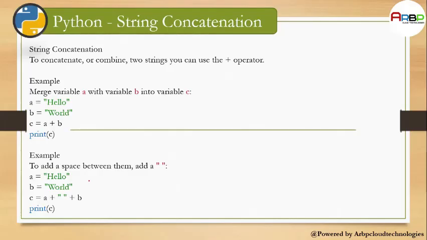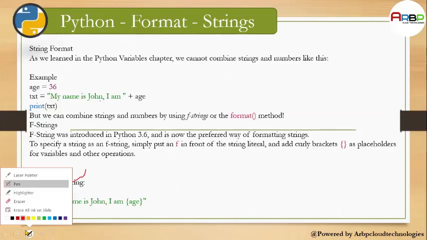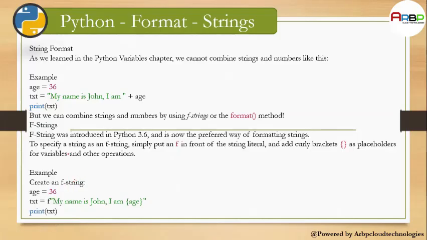We can do this with numbers also. Or if you find it difficult to do it like this, you can choose another method which is called F string. F string was introduced in Python 3.6 and is now the preferred way of formatting strings. To specify a string as an F string, simply put F. Let me show you how to do F.